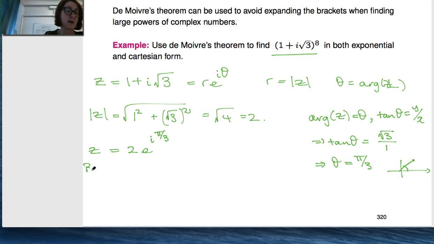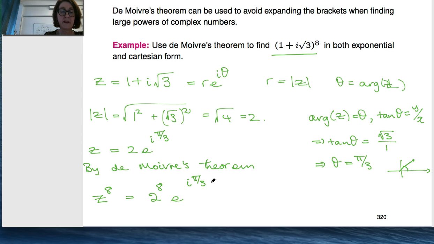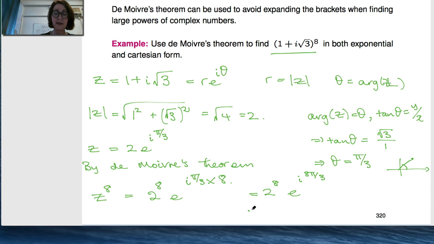And so by de Moivre's theorem, z to the 8 equals 2 to the 8 e to the i pi on 3 times 8. So that equals 2 to the 8 e to the i 8 pi on 3. 2 to the 8 is 256.